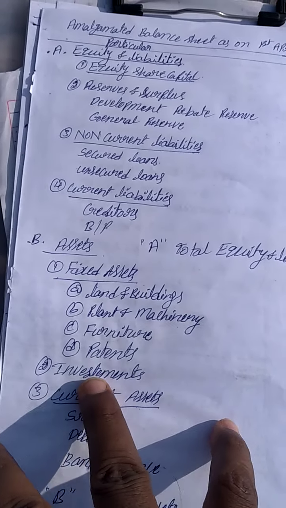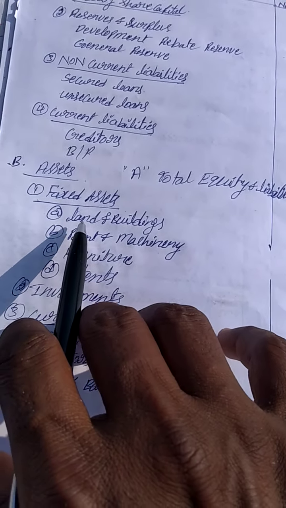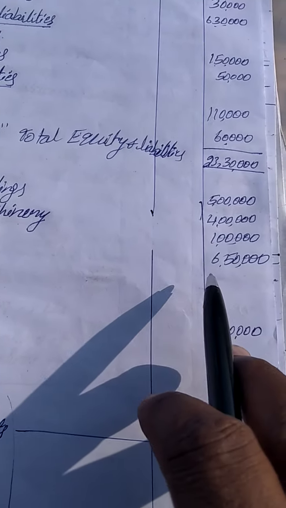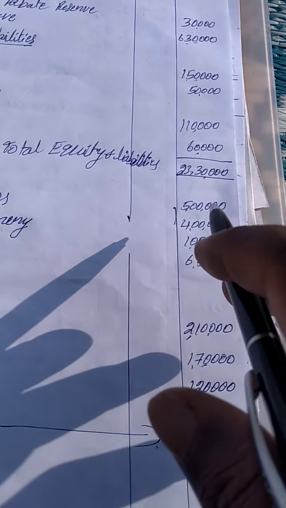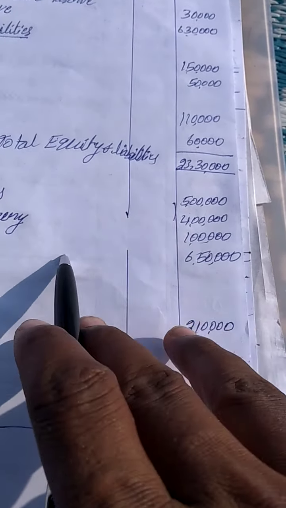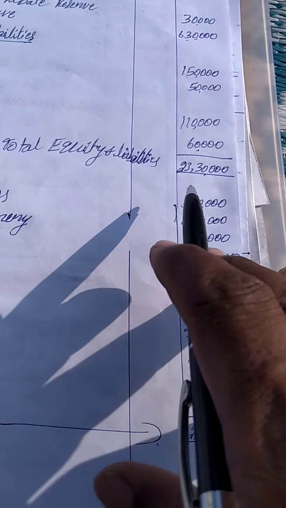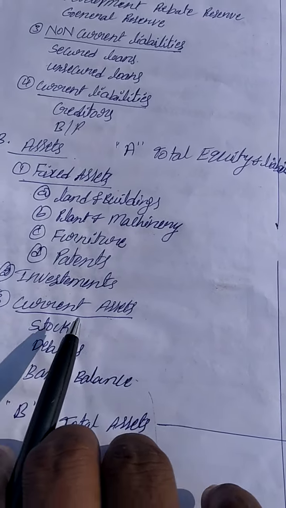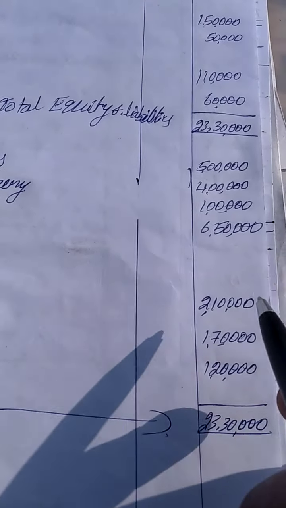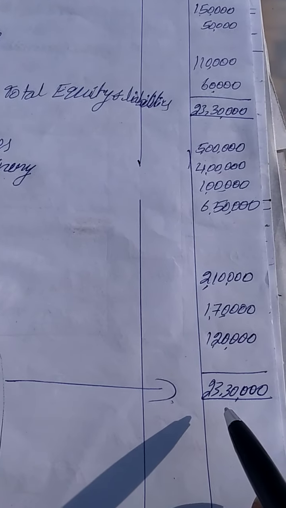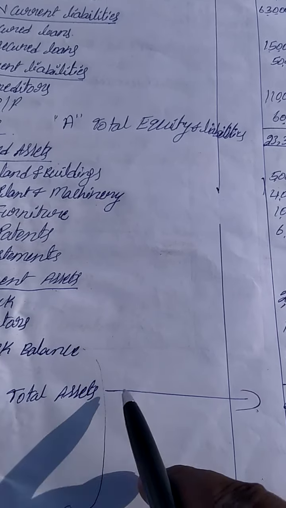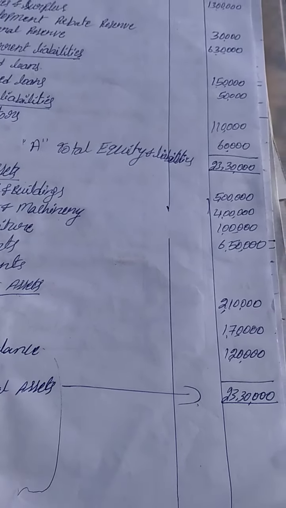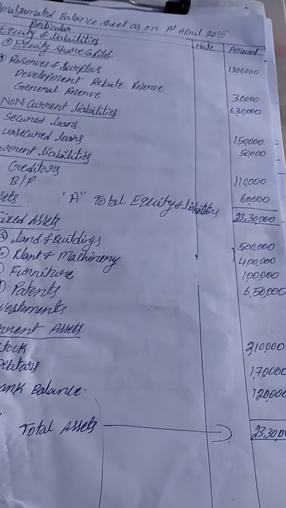Next, come to the assets. Fixed assets: land and building, plant and machinery, furniture, patents, investments, that is government securities. These are the fixed assets. The amounts are X limited as well as Y limited combined together, these kinds of values you will get. Next, current assets: stock, debtors, bank balances. This is the bank balance. Total assets is 23 lakh 30,000. Okay, total assets and liabilities are equal. In this way you have to prepare the balance sheet.